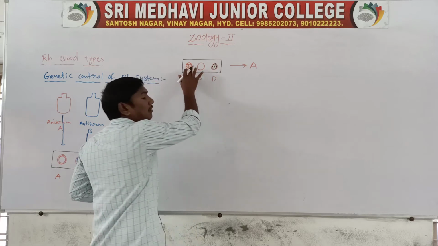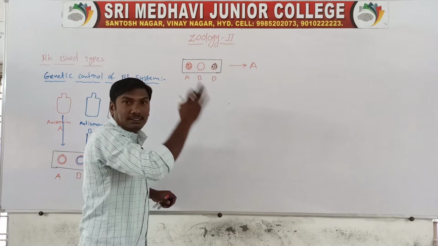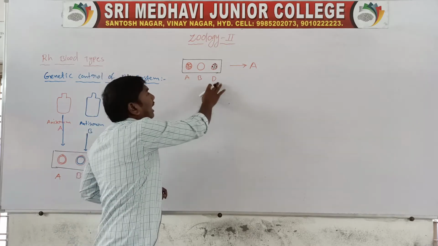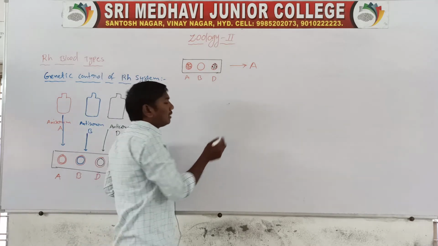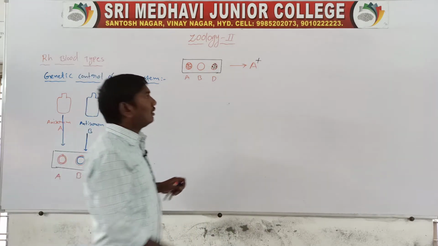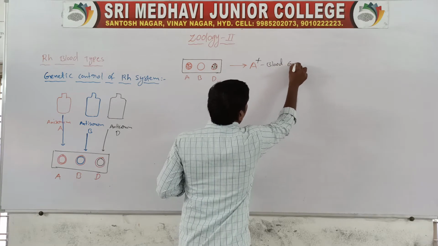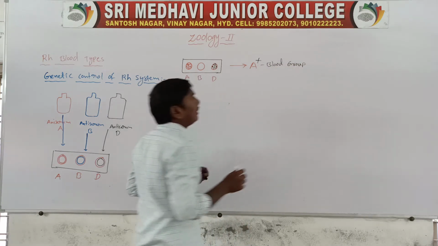So if A shows clumping formation and D shows clumping formation, D mainly decides positive or negative, and that person's blood group is called A positive.